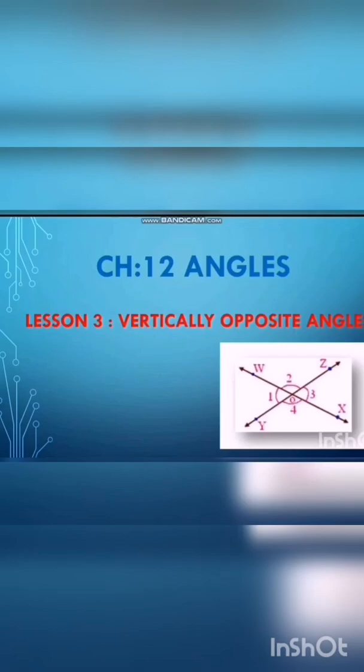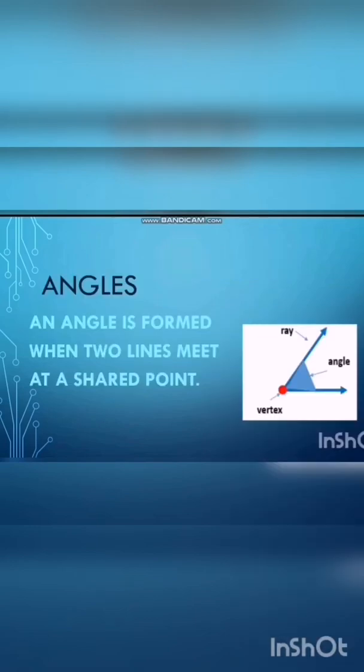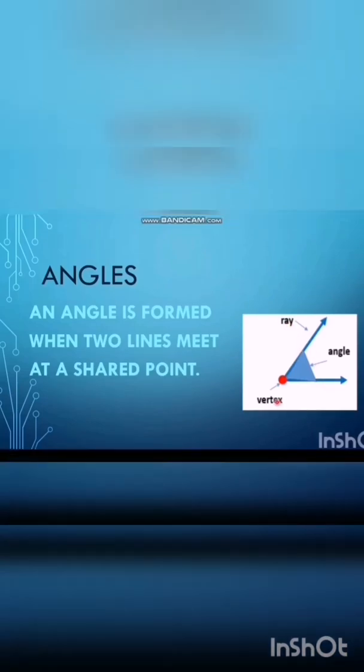Today's lesson is lesson number 3, vertically opposite angles, from chapter 12, angles. Before starting today's topic, let's revise some previous questions. What is an angle? An angle is formed when two lines meet at a shared point. We have two rays, and these two rays meet at the vertex and they make an angle.